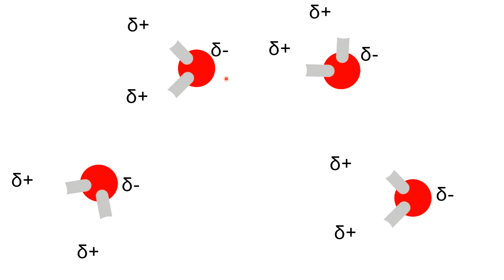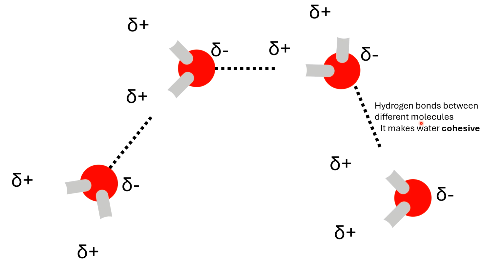Now, we've just looked at the bonds within a molecule. Let's have a look at the bonds between different molecules. This is going to happen between the hydrogens and the oxygens, and they are called hydrogen bonds. They also make water cohesive. So when a substance is cohesive, it means that its different molecules can form bonds together.